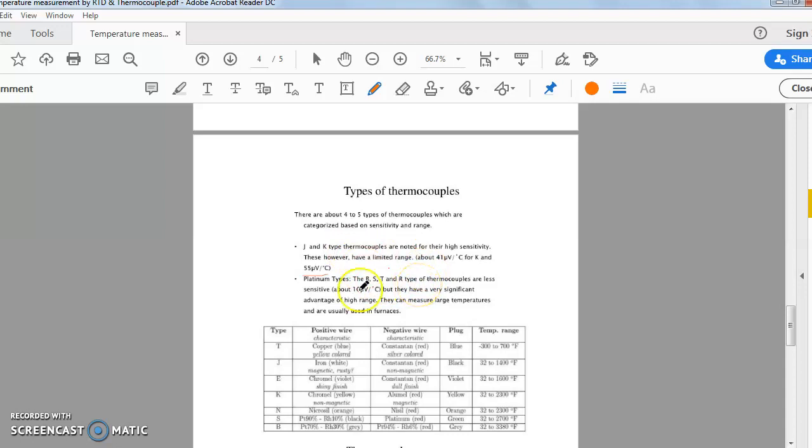Platinum types are denoted by the P, S, R types. That means one of the metals will be platinum. They are less sensitive, and they have a significant advantage of high range. They can measure high temperature and are usually used in furnaces.